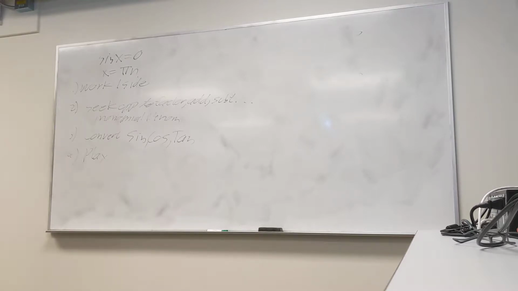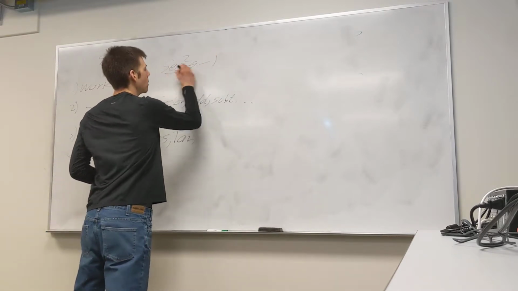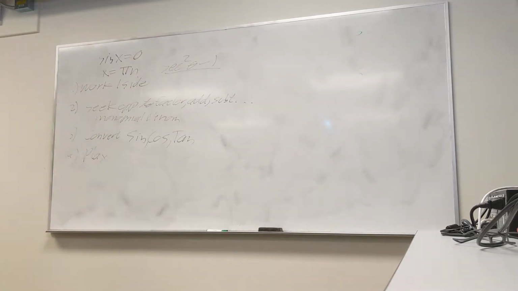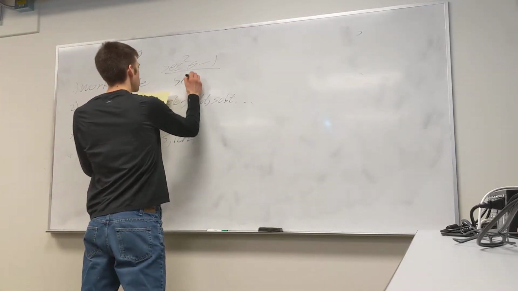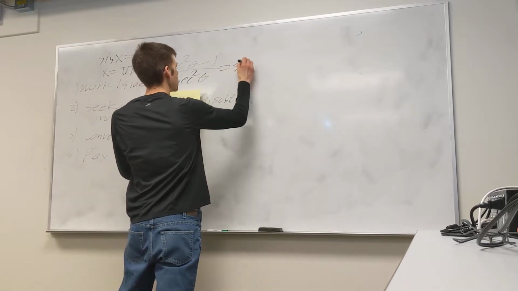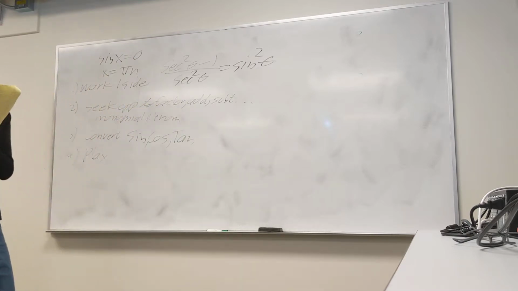So, an example here. Secant squared theta minus 1 over secant squared theta equals sine squared theta. Okay, we're going to try to verify that. What's step 4? It says just play? Yeah, just play. Just so I erased it.